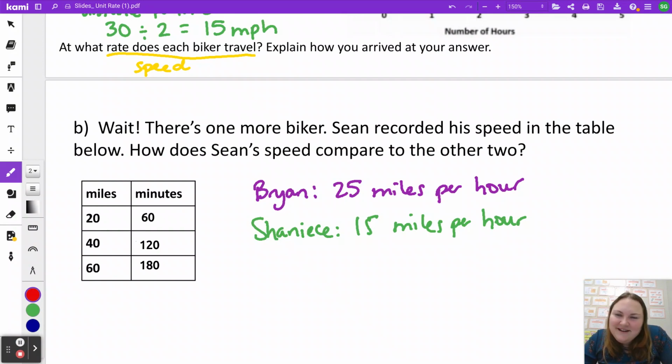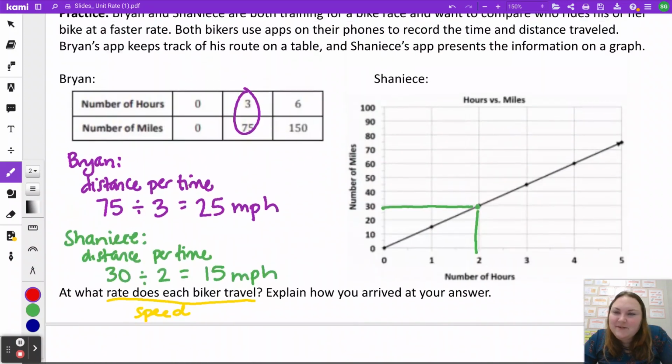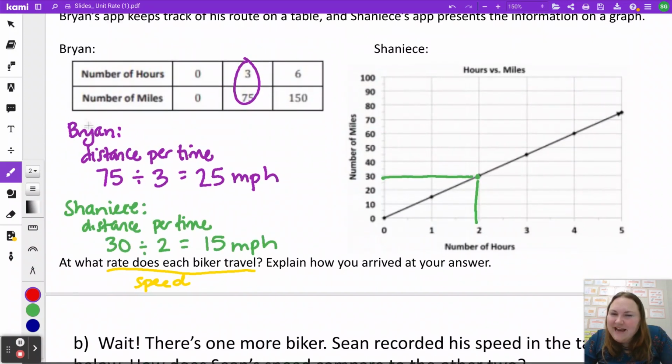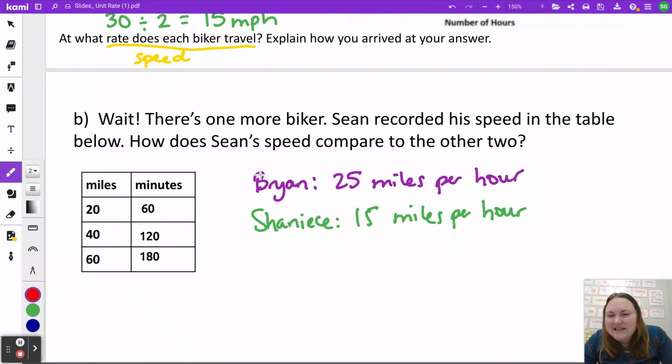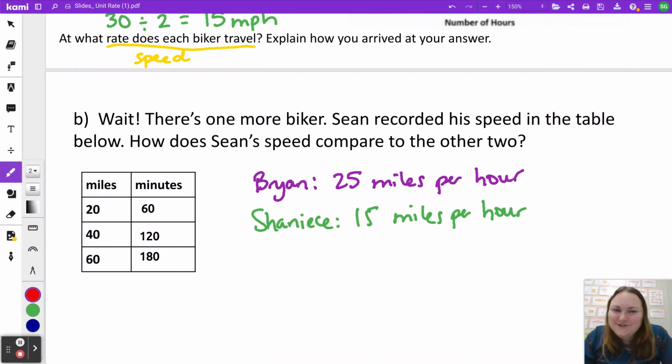When I compare his table, especially because we were given a table for Brian as well, I noticed something different. Brian's table was giving me the number of hours he biked and how many miles he went, but Sean's table is telling me how many miles he went, but how many minutes it took.